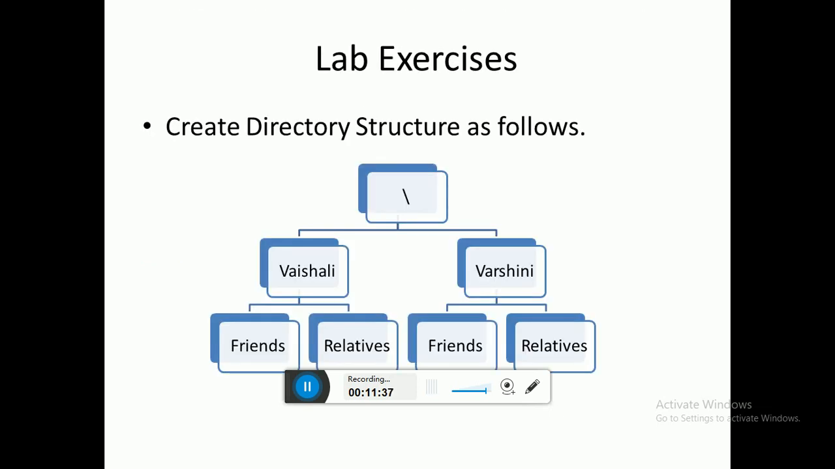So, exercise. Please create a directory structure as follows. We have to create a root directory. Inside that, create two different directories called Vaishali and Varshini. Vaishali should have subdirectories called friends and relatives. Varshini should have subdirectories called friends and relatives.